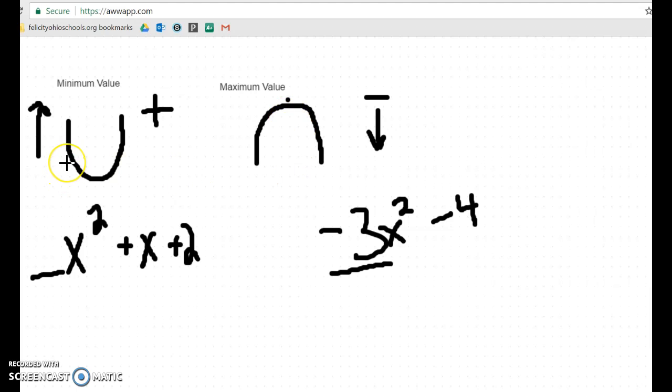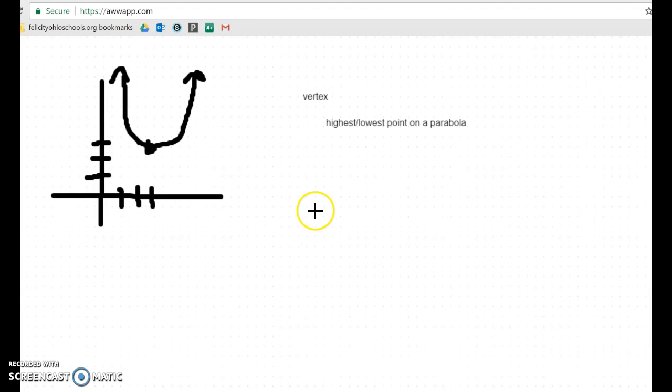So for a minimum value, we have a parabola opening upwards. For a maximum value, we have a parabola opening down. When talking about minimum and maximum values, the one other thing we need to talk about is the vertex. The vertex is either the highest or lowest point on the parabola.